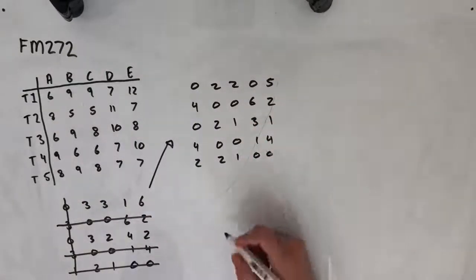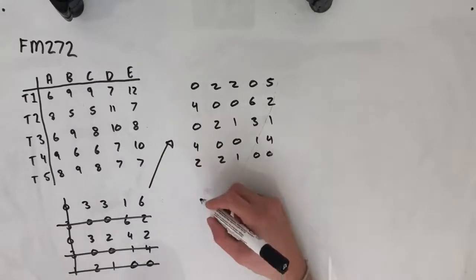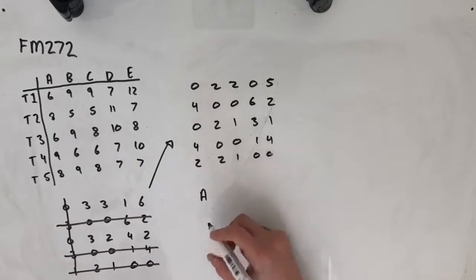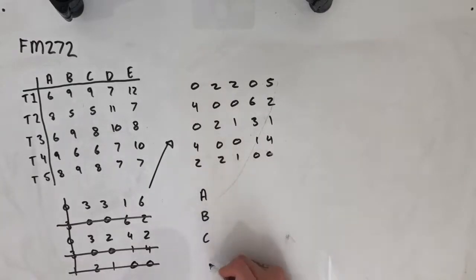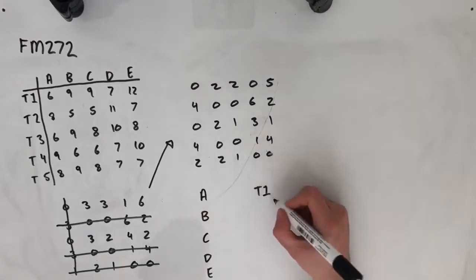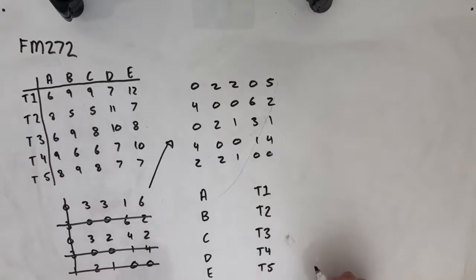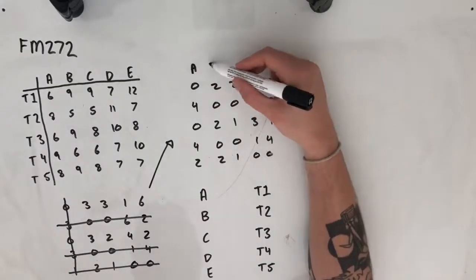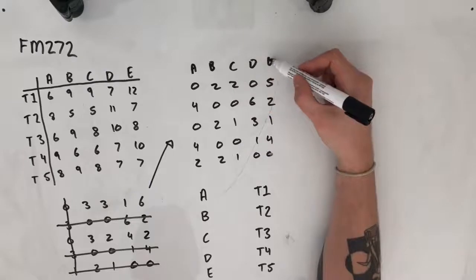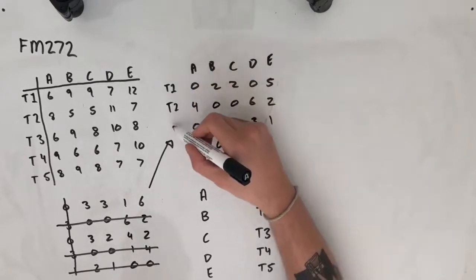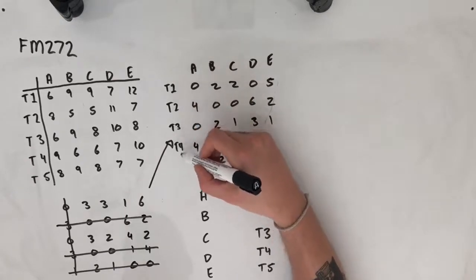So now we're actually going to create what's called a bipartite graph. So we're going to set up the tasks and the people. So we've got A, B, C, D, and E. We've got task 1, task 2, task 3, task 4, and task 5. So if we were to just remind ourselves here what they are, we're going to create connections between names and tasks based on where we see zeros.